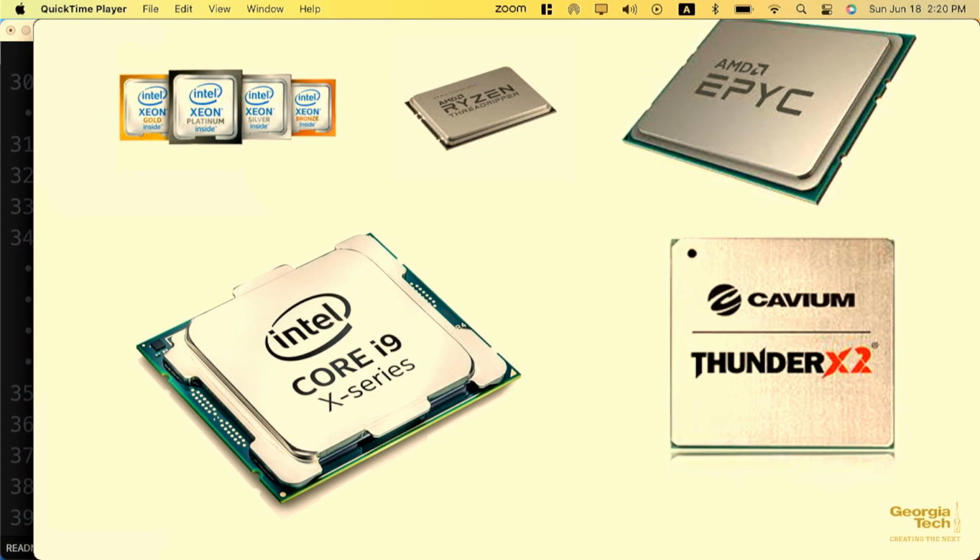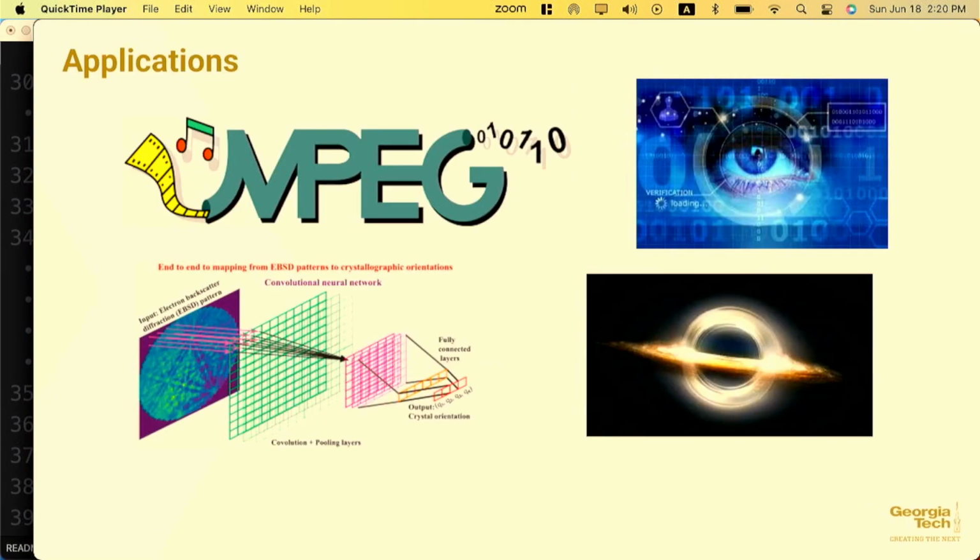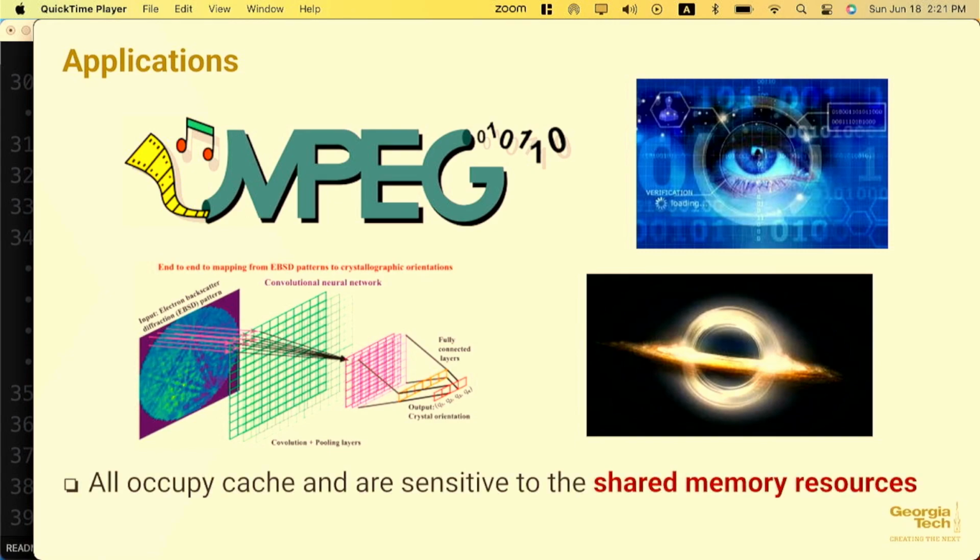Recently, a variety of CPUs and SoCs have been developed with an ever-increasing number of cores, but these cores have shared resources such as shared memory, shared buses, I/O, etc. And there is a set of applications, especially media, image and video processing, vision applications, machine learning, simulations, etc., which are the new workloads that have become quite omnipresent, and these applications are very sensitive to shared resources such as caches.